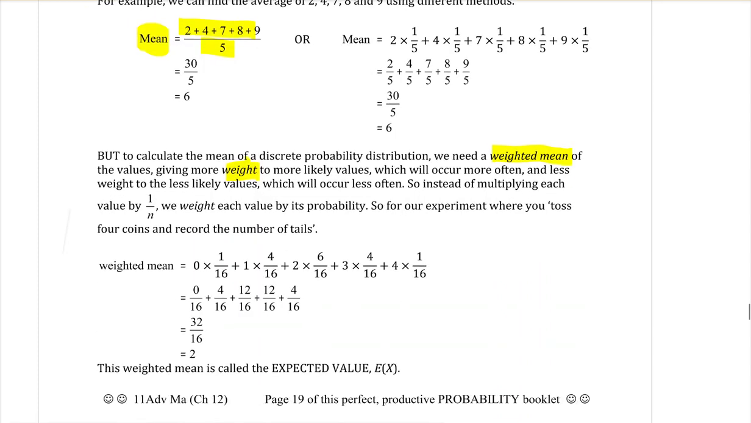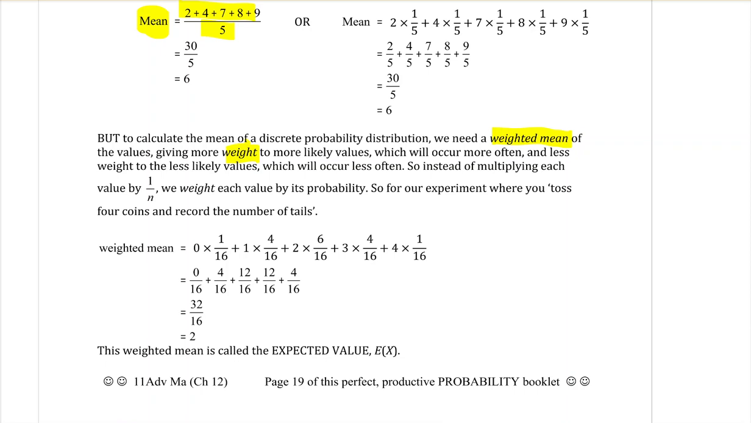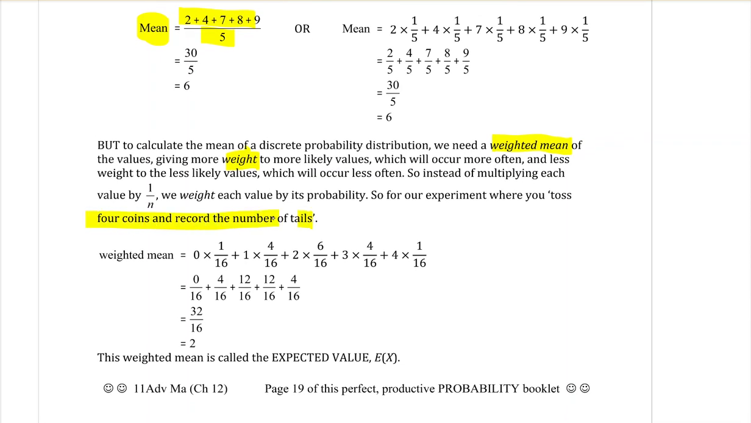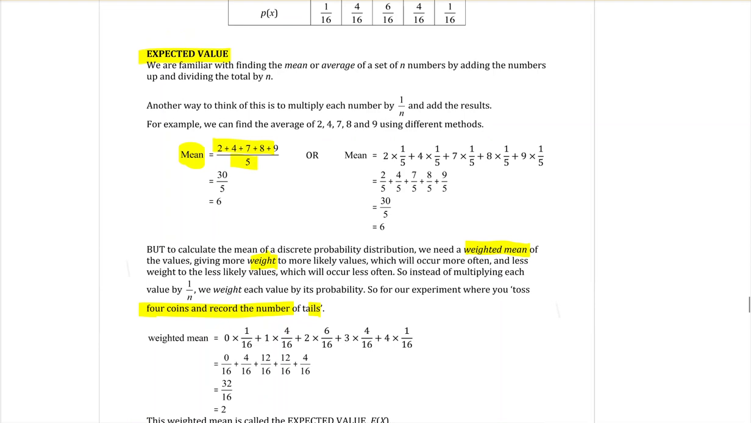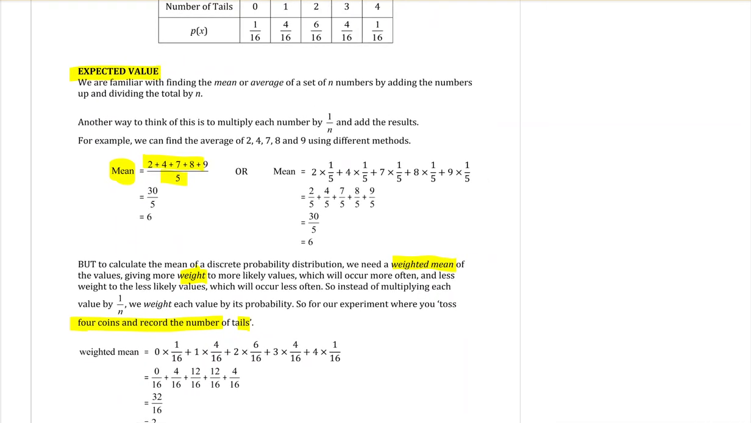Okay. So this one here is back to our coins. With our 4 coins, because the outcomes were not all equally likely, in the table at the top of the page, 0 tails had a 1 in 16 chance. 1 tail had a 4 out of 16, 2 had a 6 out of 16, 3 had a 4 out of 16, and 4 had a 1 out of 16 chance.